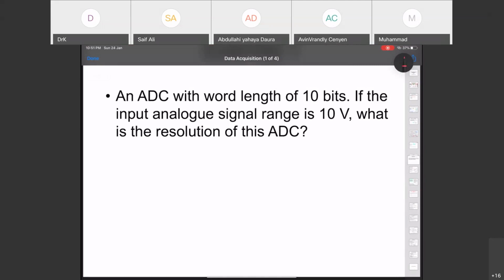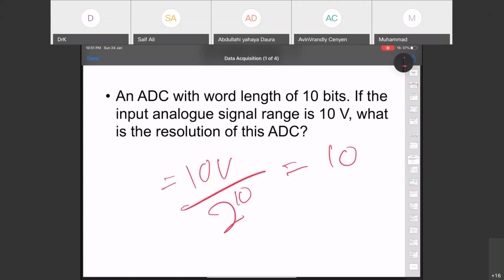So you have 10 volts, so you have 10 bits. So what to do? Divide by 2 to the power of 10. So 10 volt divided by 2 to the power of 10. So what is this? What is underneath here? How many levels?